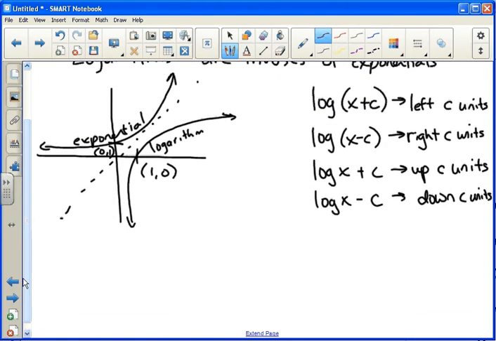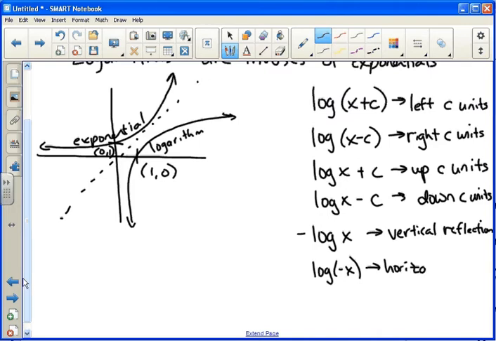Now if I put a negative in front of the whole thing, that's going to be a vertical reflection. It means it flips it upside down, basically. Because you're doing a negative to the whole thing, so that's a negative to the y, so that's why it's an up and down flip. If you have log of negative x, it's a horizontal reflection. So that means it flips it left and right.